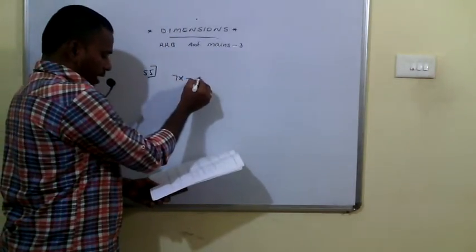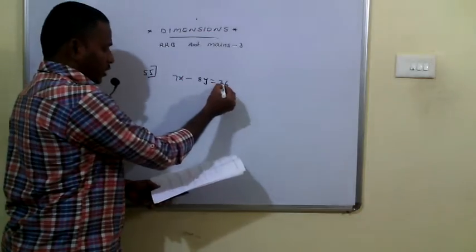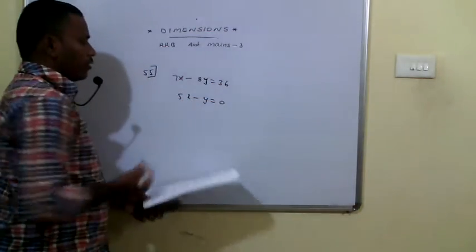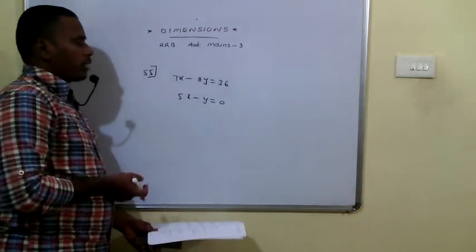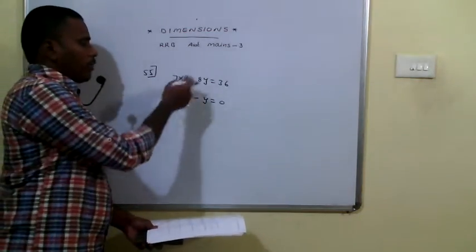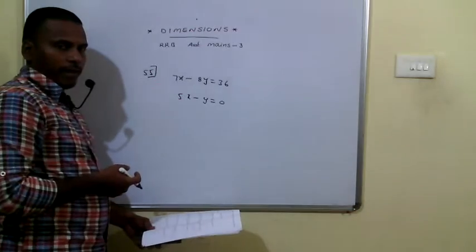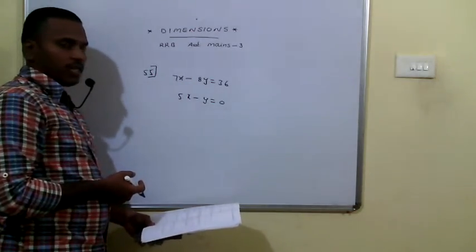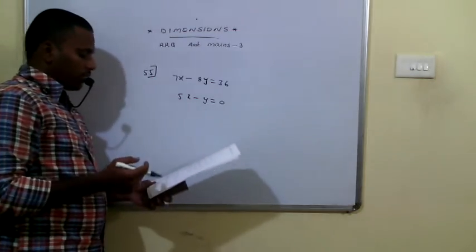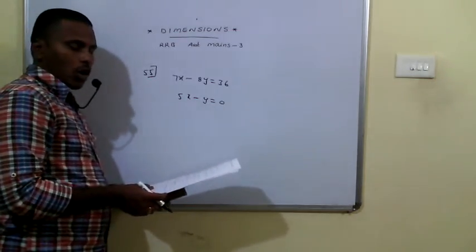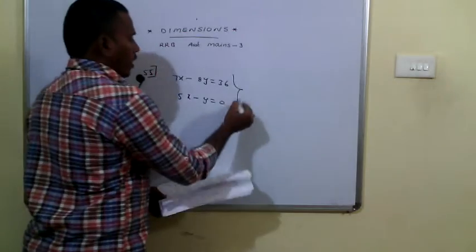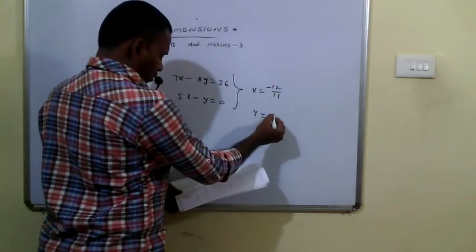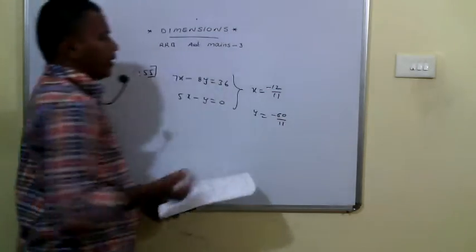The given equations are 7x minus 8y is equal to 36, and 5x minus y is equal to 0. Since 5x minus y is 0, y is 5x. Replace 5x in the place of y. So that means 7x minus 40x is minus 33x. x is equal to 36 by 33. On simplification, you will get that x is equal to minus 12 by 11, whereas y is equal to minus 60 by 11.